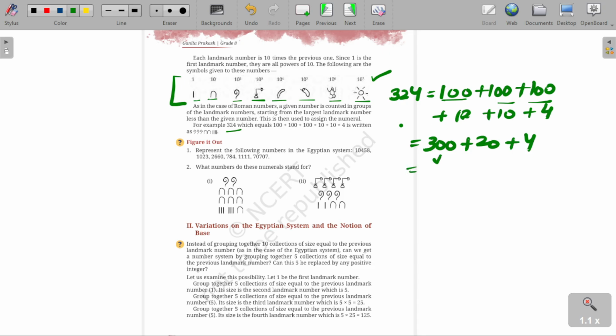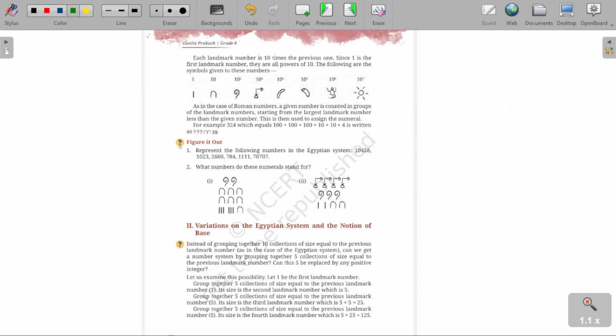And what signs will be there? So see, 300 means you will apply this sign thrice, okay? The sign for 20 means two tens, right? And 4 means 4 times 1. This is the symbolic answer in the Egyptian number system. They have given us a few questions to attempt. So I'm giving you the hint how to elaborate, and you will choose the symbols from here wisely.